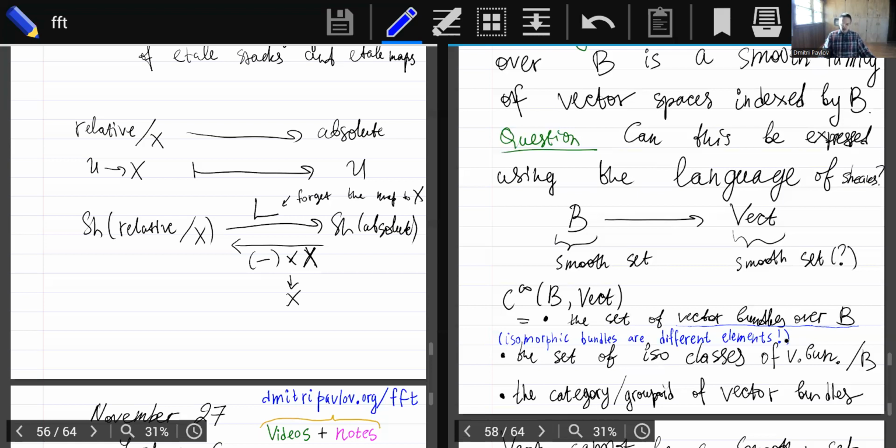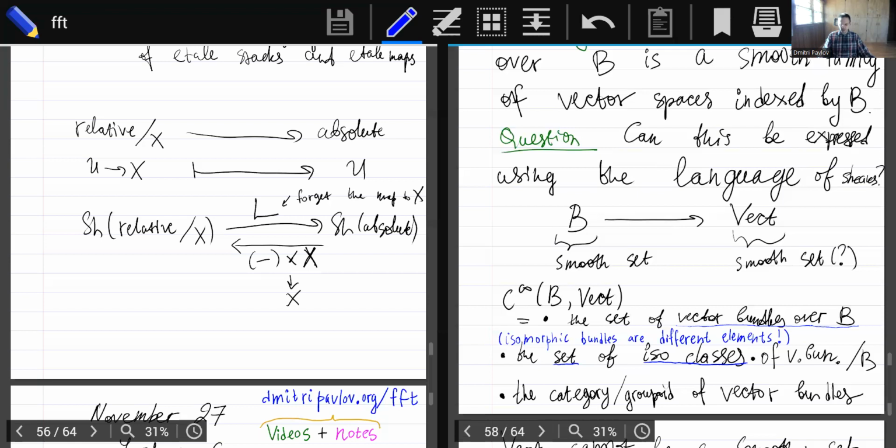So we certainly do want to somehow identify the isomorphic vector bundles. So you can say, well, okay, the most obvious solution is to simply say I have the set of isomorphism classes of vector bundles over B. That should certainly resolve the problem of isomorphic vector bundles being different elements in this set. Now they are the same element. But unfortunately, that's still not quite the correct solution.